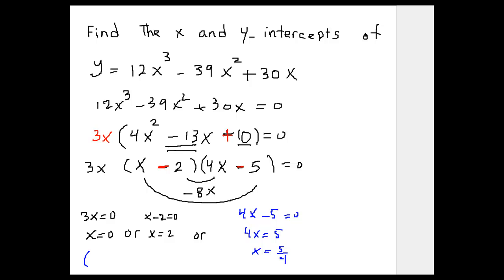So one point of intersection would be when y is equal to 0, x is equal to 0, the origin. The next point would be when y is equal to 0, x equal to 2. That's the second point. And the third one would be when y is equal to 0, x is equal to 5/4. So this would be your 3 x-intercepts. 3 because it's a third order equation, you expect to get 3 intercepts here. So this would be minus 5x here.